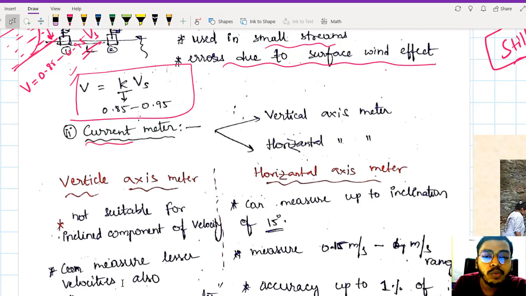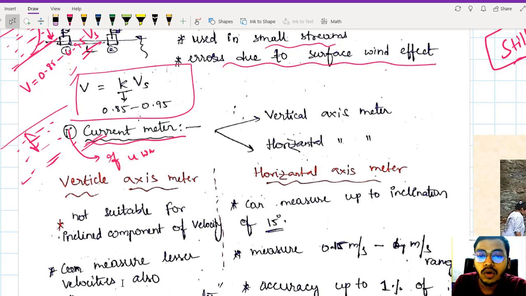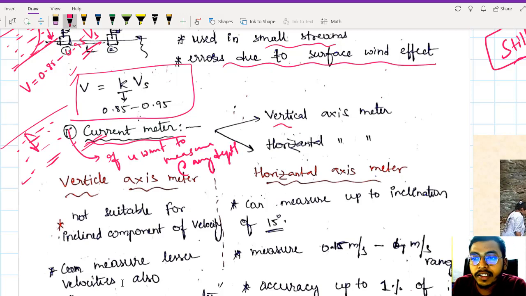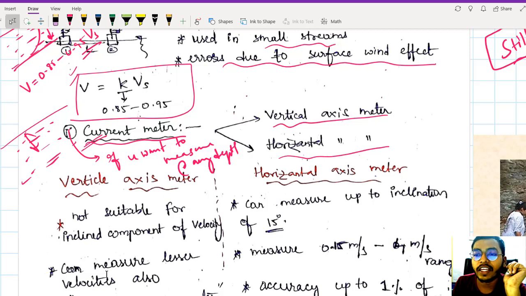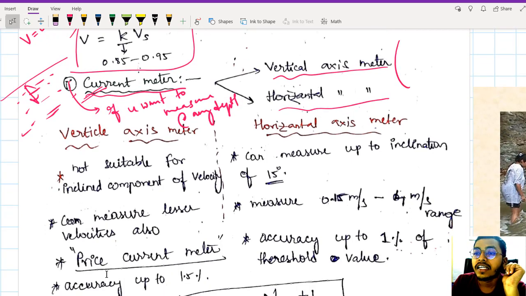Now if you want to measure velocity at any certain depth, you can use this current meter methods. ठीक है, लिख लेना, clearly लिख लेना. If you want to measure at any depth you can use this current meter. ठीक है, this current meter is of two types. One is vertical axis meter, second one is horizontal axis meter. Very important bit मैं आपको यहीं पे लिखा रहा हूँ. This vertical axis meter is also called as price current meter.